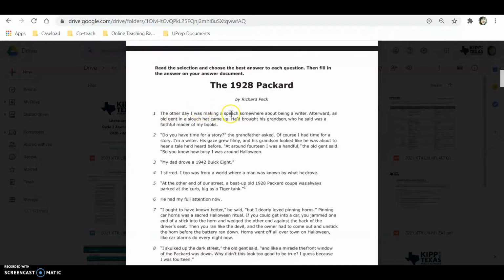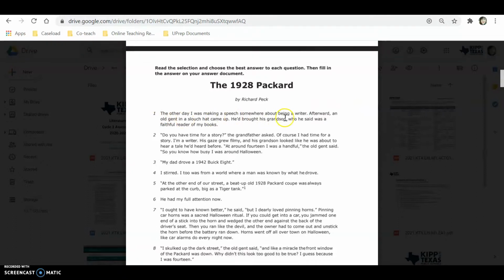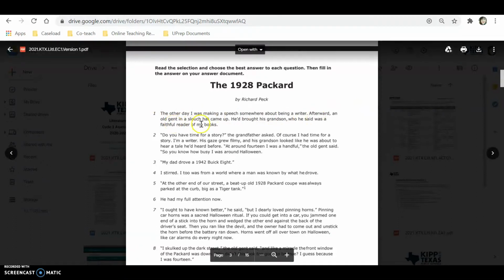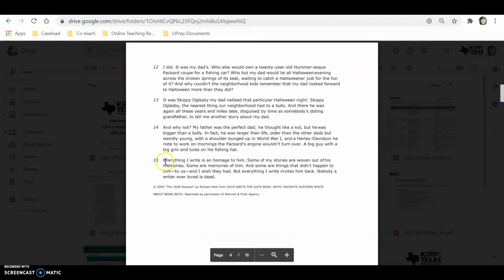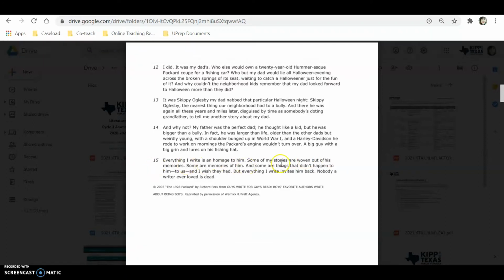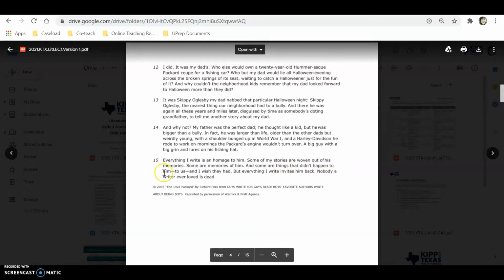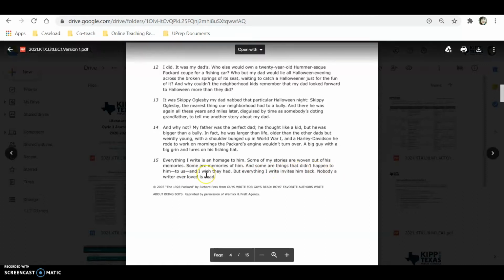The other day, I was making a speech somewhere about being a writer. Afterward, an old gent in a slouch hat came up. He'd brought his grandson, who he said was a faithful reader of my books. And 15. Everything I write is an homage to him. Some of my stories are woven out of his memories. Some are memories of him. And some are things that didn't happen to him, to us, and I wish they had. But everything I write invites him back. Nobody a writer ever loved is dead.